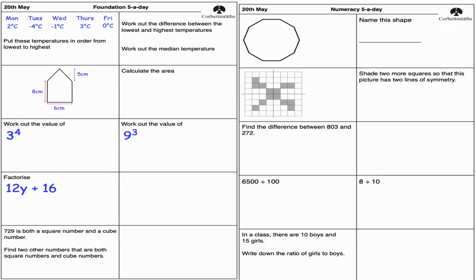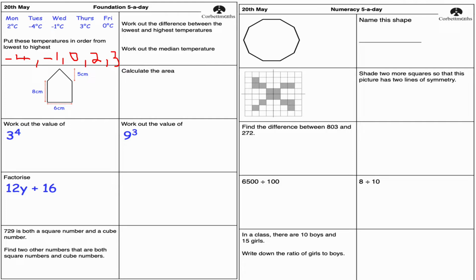Monday, Tuesday, Wednesday, Thursday, Friday, and I've got temperatures. Put these temperatures in order from lowest to highest. Well, the lowest is -4 degrees, then it's -1, then it's 0, then it's 2, and then it's 3, guys. Remember that this is looking at directed numbers. The more negative a number is, the smaller it is, and the larger a number is, the more positive. If we're going to the right, it's more positive.